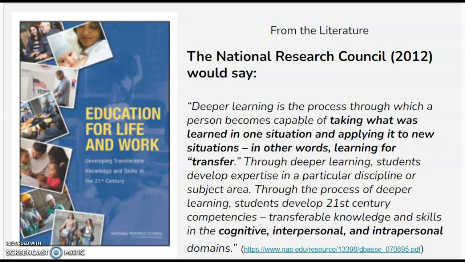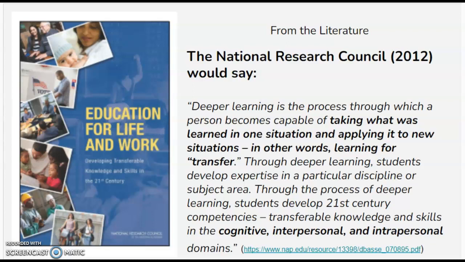The National Research Council, now over a decade ago, said that deeper learning is the process through which a person becomes capable of taking what was learned in one situation, applying it to new situations, in other words, learning for transfer. And then near the end of their discussion of this, they say transferable knowledge and skills in the cognitive, interpersonal, and intrapersonal domains. So somewhat broader, I think, than the others in that they don't list particular skills, but I think you could argue that the skills listed by the Hewlett Foundation and others would get at these cognitive, interpersonal, and intrapersonal domains.